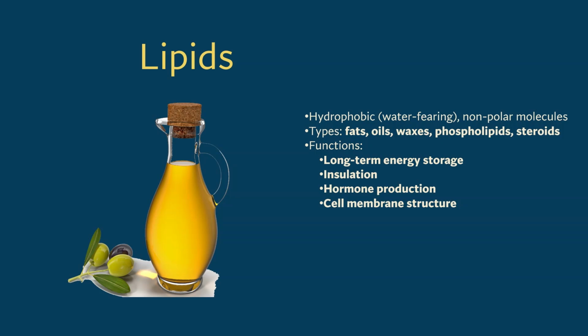Some lipids are involved in hormone production, such as estrogen, testosterone, and cortisol. They act as chemical messengers that control growth, development, and metabolism.